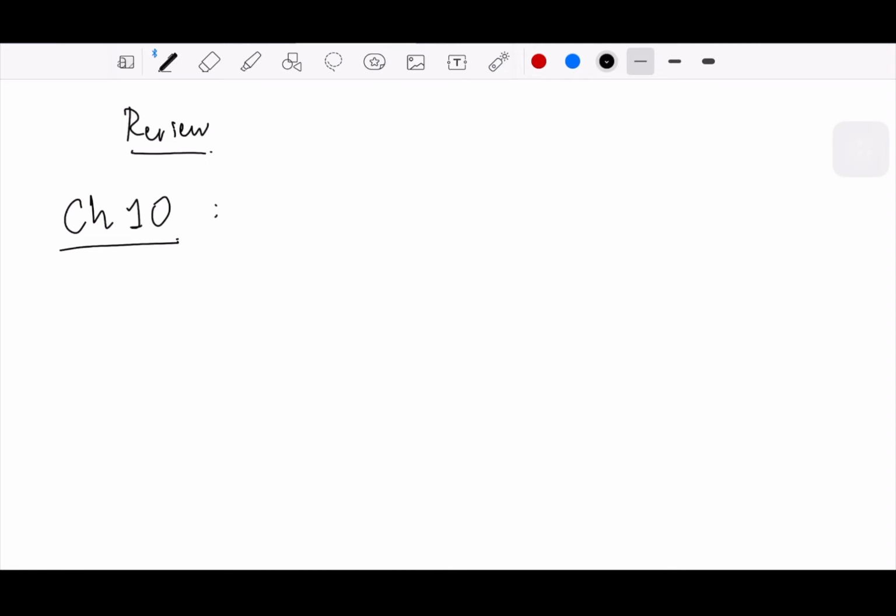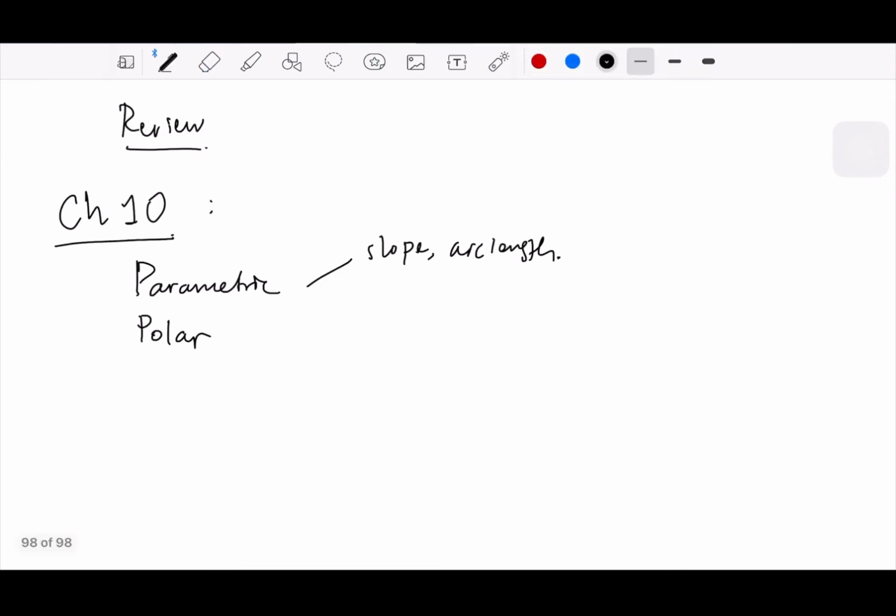So in chapter 10, we first learn about parametric, and second is polar. These are mainly our two distinct sections. The parametric one, I hope you still remember, okay, at least finding slope, arc length, right? Even area.